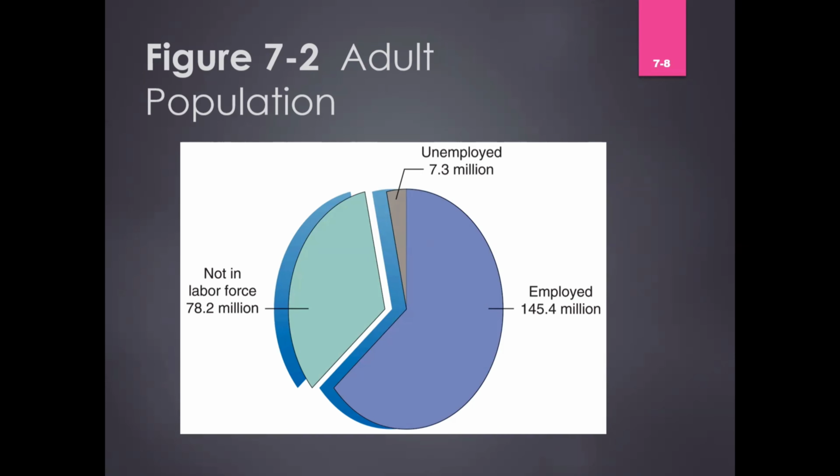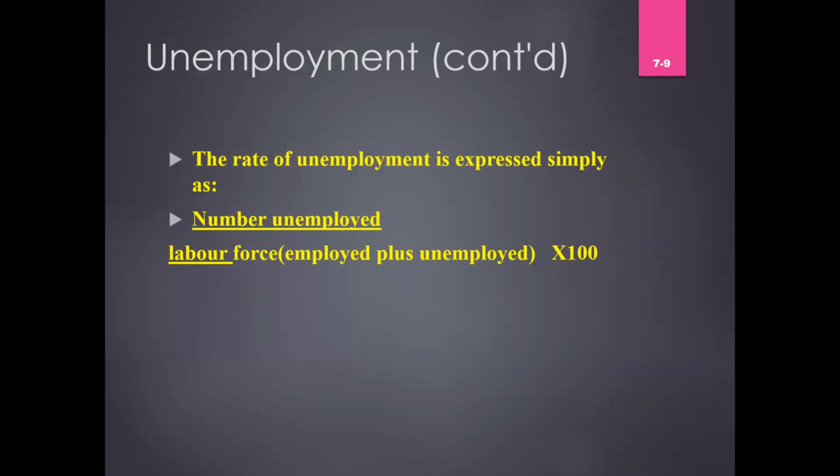Figure 7.2, adult population. That is for the US again. Unemployed 7.3 million, employed 145.4 million, not in labor force 78.2 million. Unemployment continued. The rate of unemployment is expressed simply as the number of people unemployed divided by the labor force, which encompasses, again, the employed plus the unemployed, times 100.